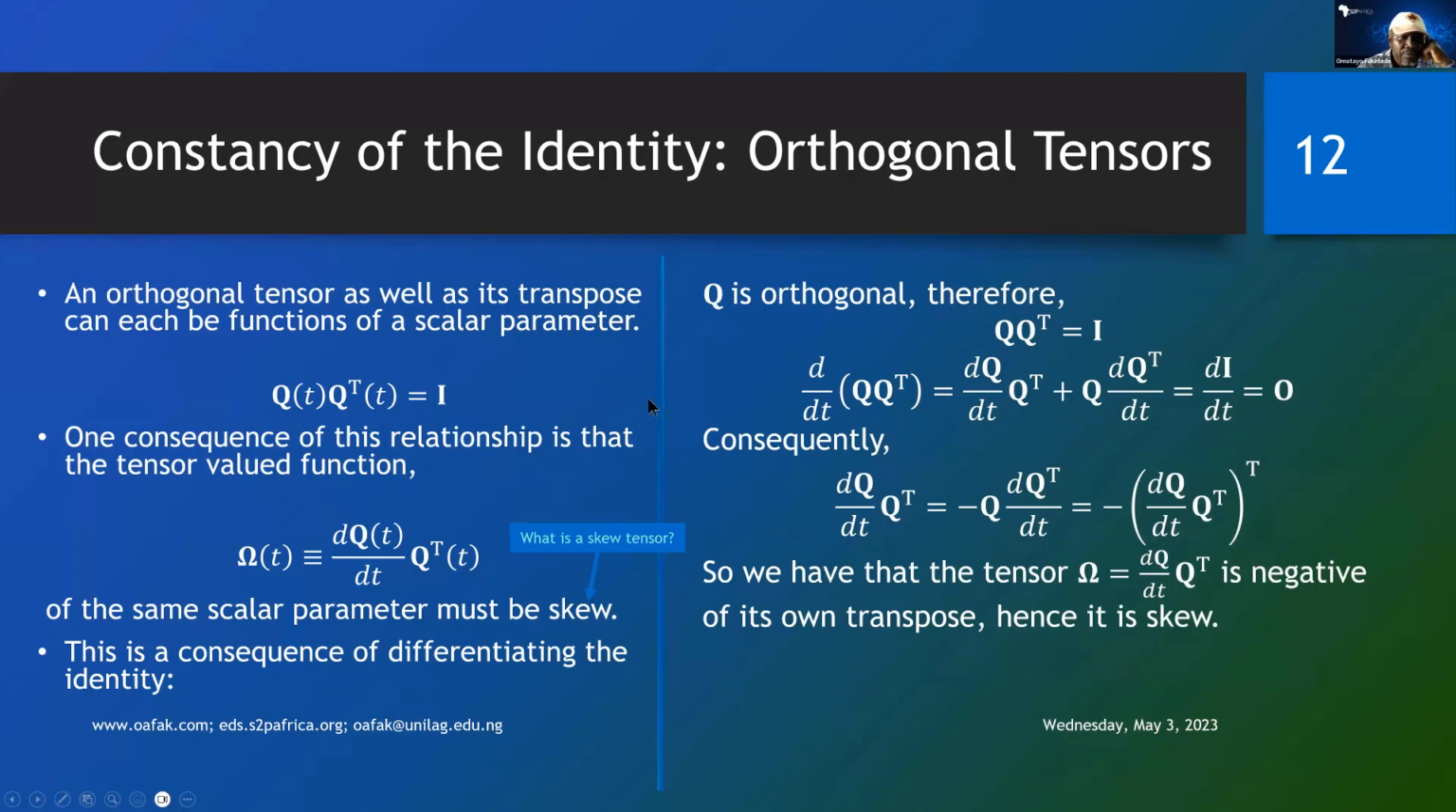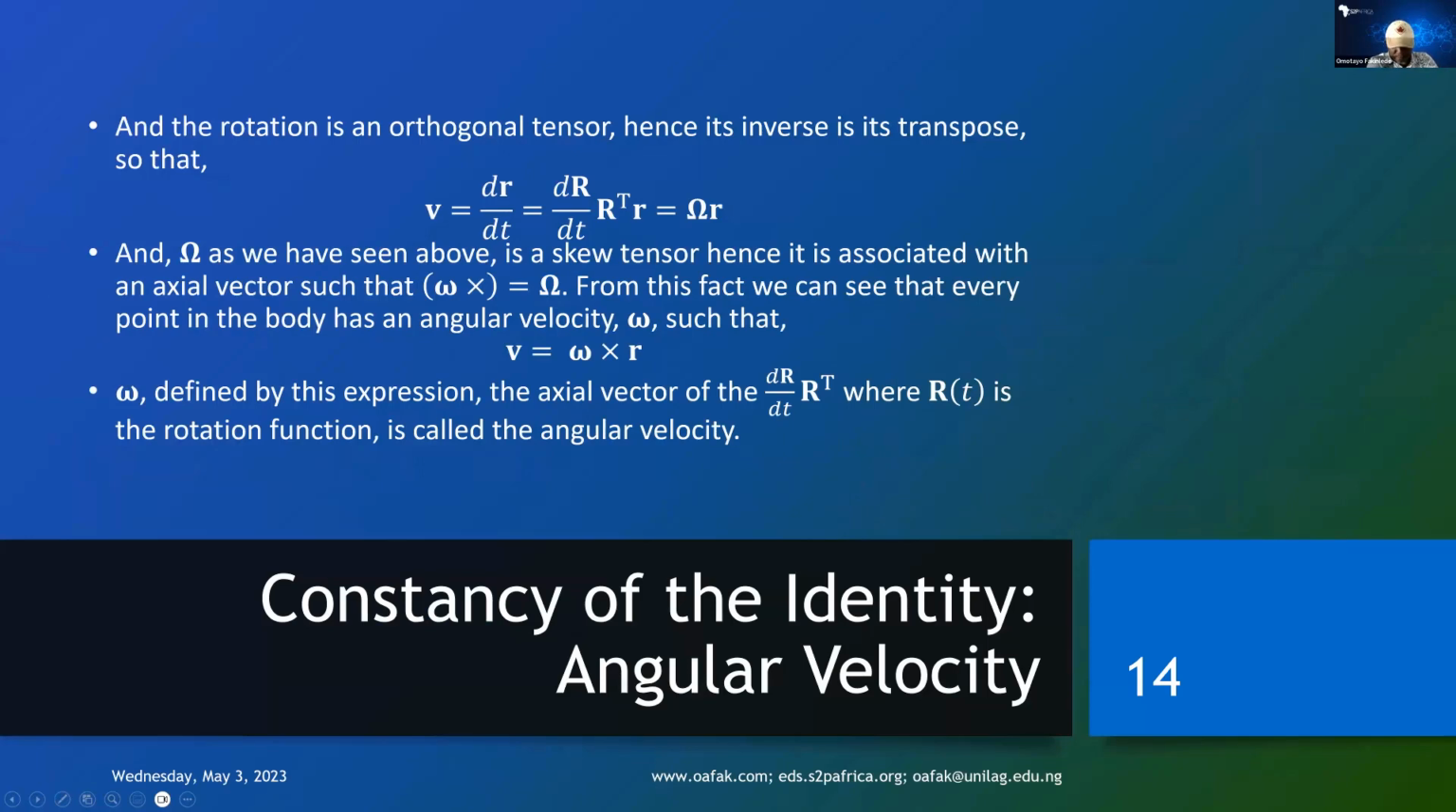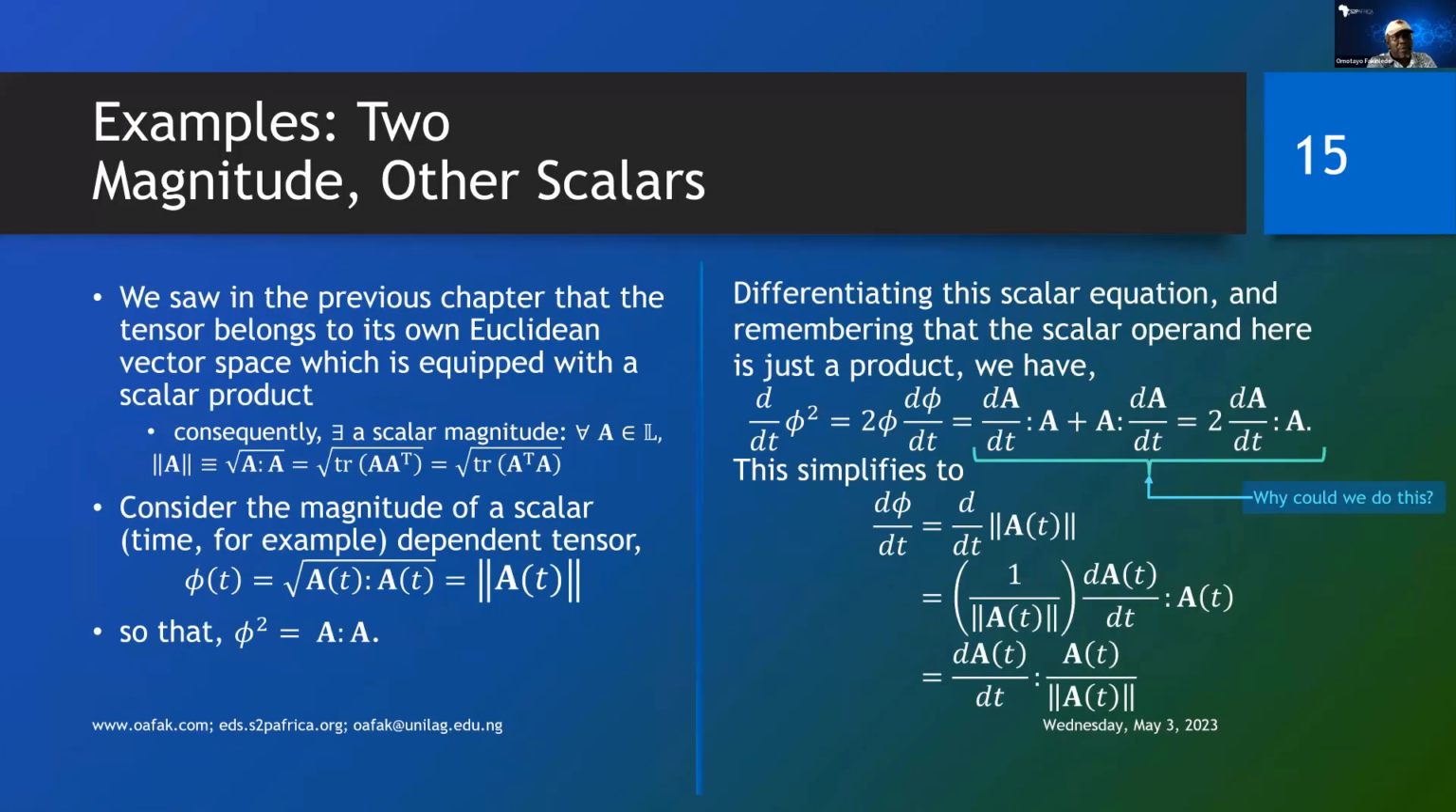So now we are getting to our fourth example. When I say it's example 2 here, that is if we take all the examples we have done before as just one example. We saw in the previous chapter that a tensor belongs to its own Euclidean vector space, which is a vector space with a scalar product. You know, a tensor has a scalar product.